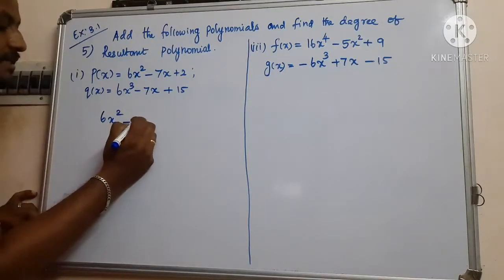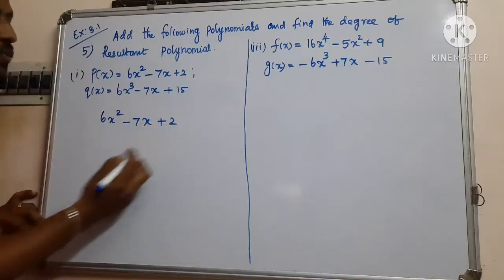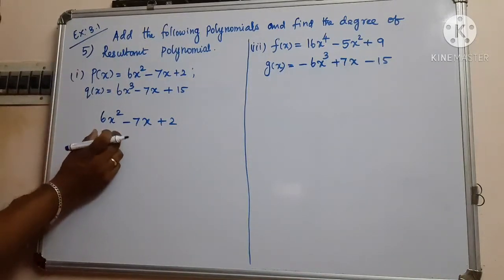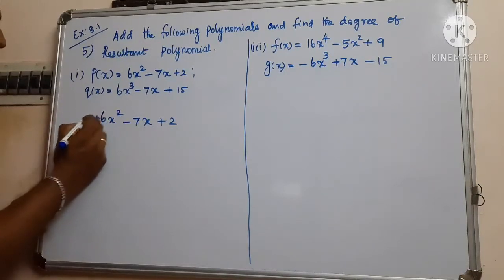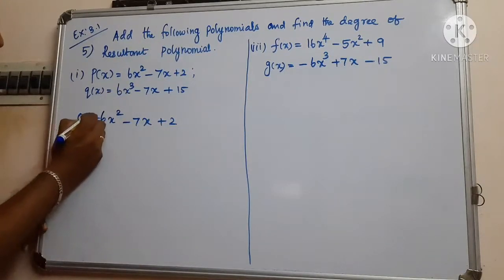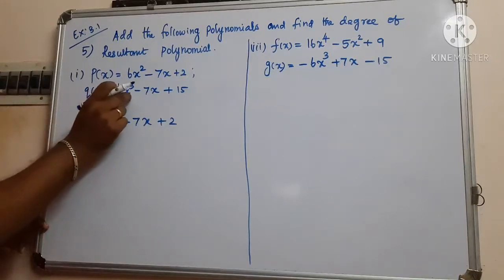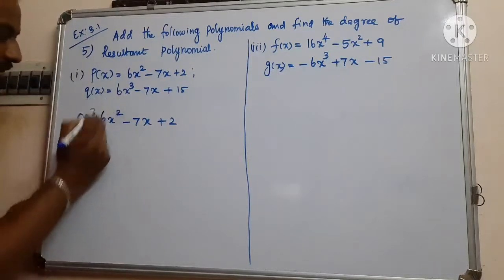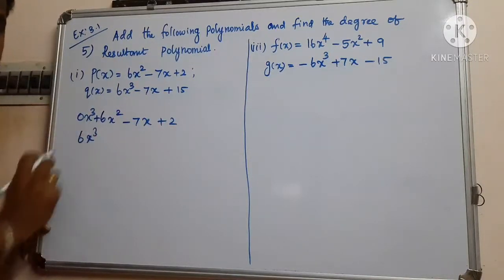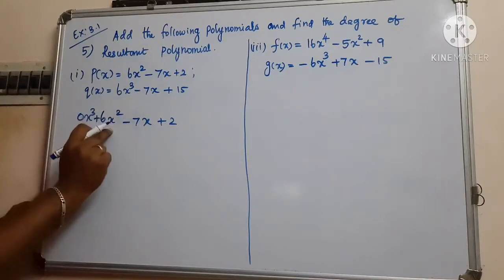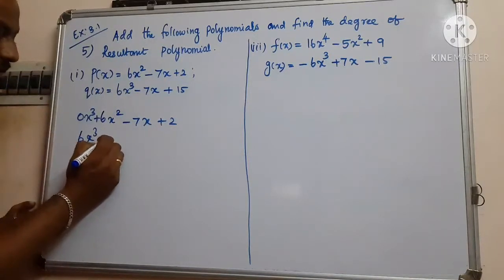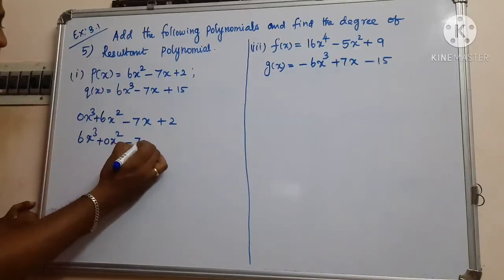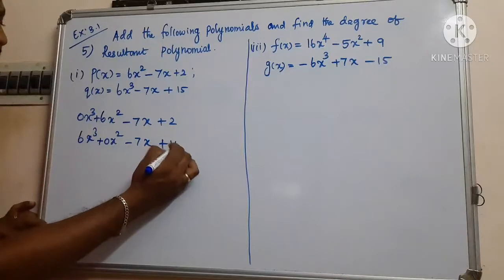Now you have to write the first term, which is 6x square minus 7x plus 2. And then q of x's first term is x cube, so you have to write before that, if x cube term is missing, 0x cube. Next term, x square term is missing, so you have to write 0x square. And the next term is minus 7x plus 15.